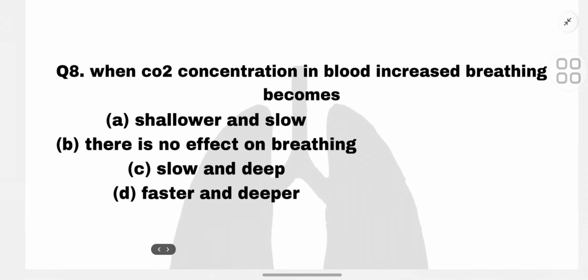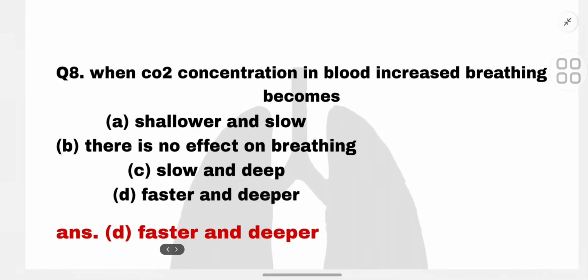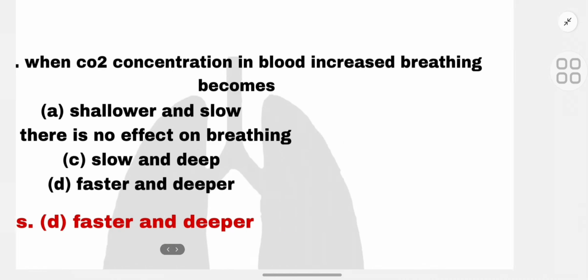So the next question is question number 8. When carbon dioxide concentration in blood increases, breathing becomes A. shallower and slow, B. there is no effect on breathing, C. slow and deep, D. faster and deeper. So the correct answer is D. faster and deeper.